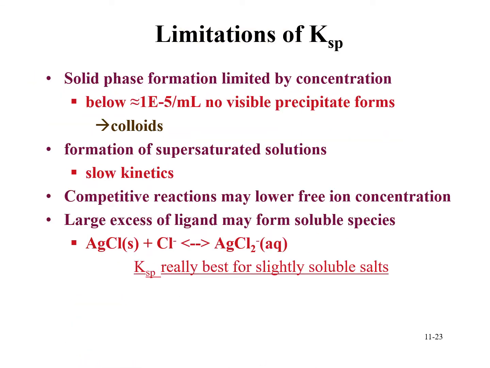There are some limits of KSP. Colloids. KSP does not include colloids. In fact, thermodynamic data do not explain colloids well at all. So if you do have colloid formation in your solution, that will actually not show up in thermodynamic calculations, so your calculations versus your experimental data may vary. And often you can have formation of other species that aren't considered in the KSP. For instance, with silver chloride, if I have excess chloride, I can form an anionic soluble species. KSP values are really best for slightly soluble salts.